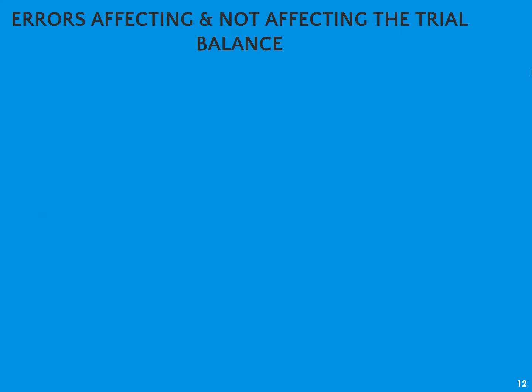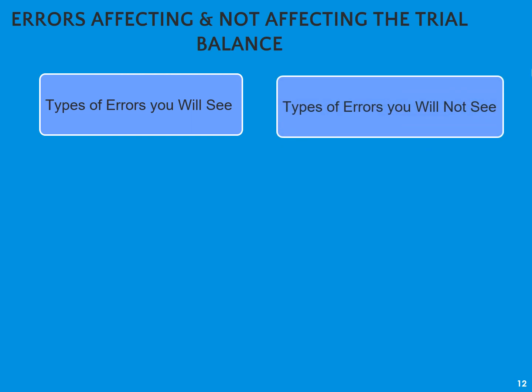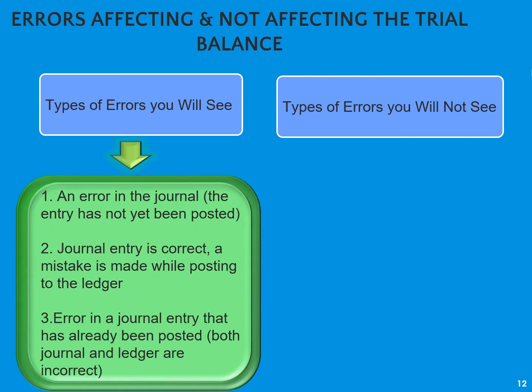Errors affecting and not affecting the trial balance. There are two types of errors. Types of errors that can be seen: 1. An error in the journal, the entry has not yet been posted. 2. Journal entry is correct, a mistake is made while posting to the ledger. 3. Error in a journal entry that has already been posted, both journal and ledger are incorrect.